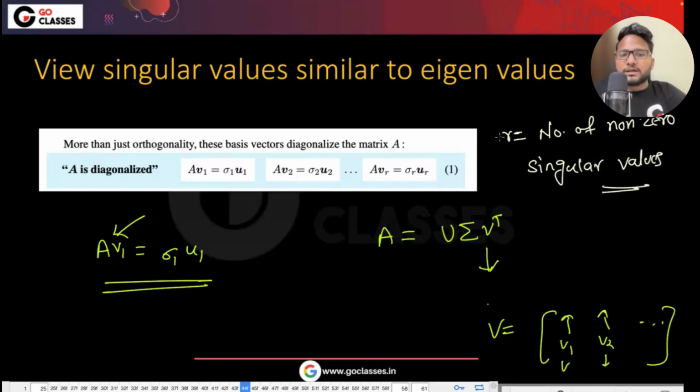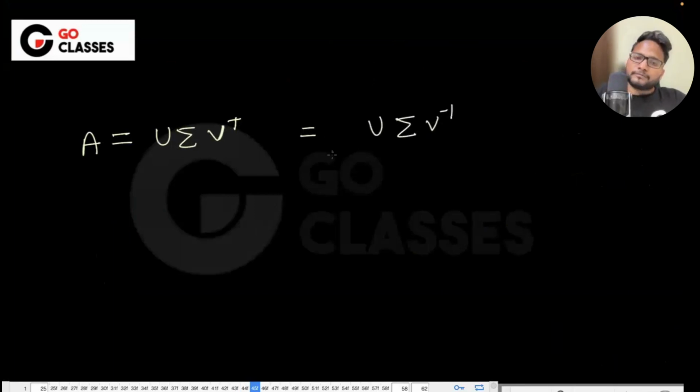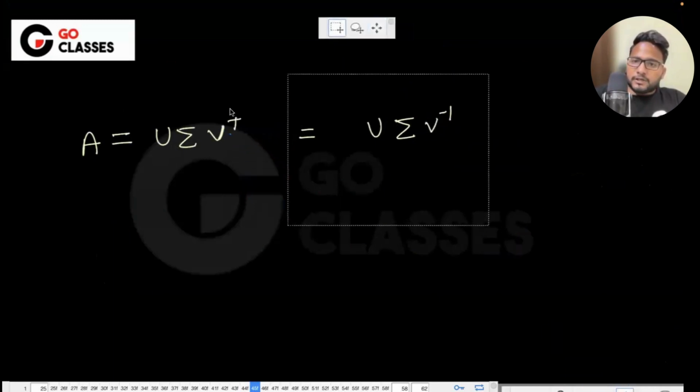Let's just see why this is possible. Actually, that's very easy. I don't know if it is worth creating that much hype or not, but it is easy only. Let's just see. See, A equal to U sigma V transpose, right? If V is an orthonormal matrix, can you also write like this? Let me know. Yes, right? Okay, great.